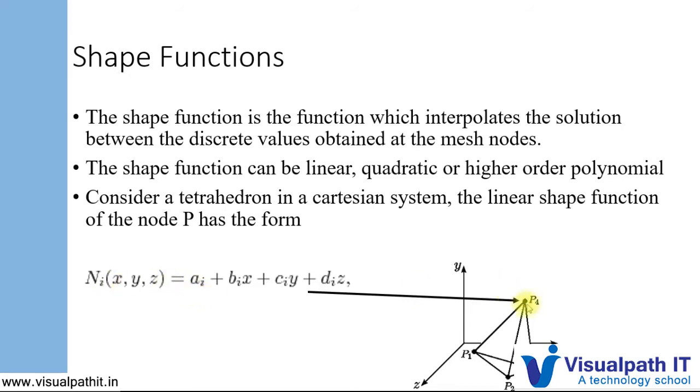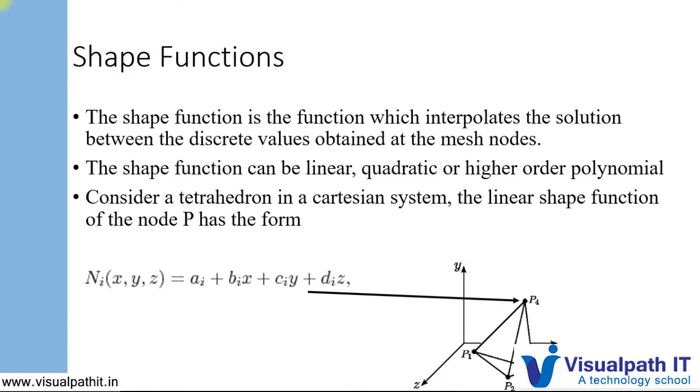Say for this node P, we are using a linear equation. Then all the nodes connected to P in that element will have a linear equation. And if I want a quadratic function, then I can use a quadratic equation. It will be in the form a plus bx plus cy plus dz plus bx square plus cy square plus dz square. Similarly, quadratic equations will be used to represent those shape functions.